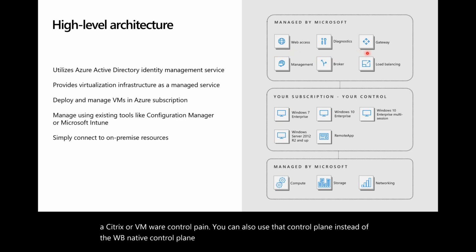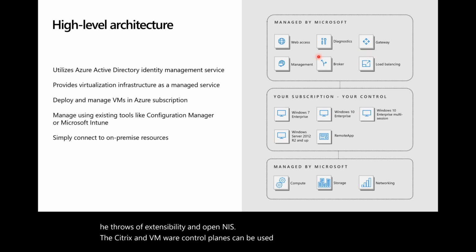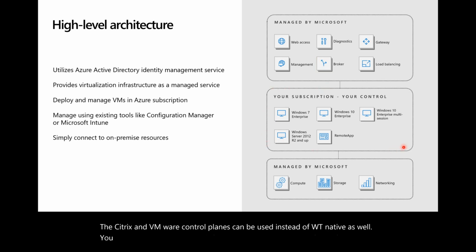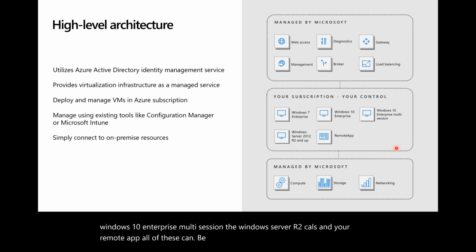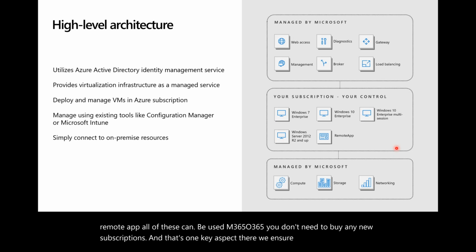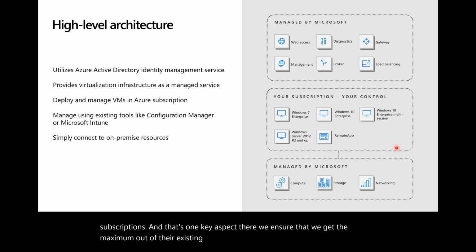So it is extensible, it is open, and going by the same ethos of extensibility and openness, the Citrix and VMware control planes can be used instead of WVD native as well. Your existing subscription of Windows 7 Enterprise, Windows 10 Enterprise, Windows 10 Enterprise Multi-Session, the Windows Server R2 CALs, and your remote app. All of these can be used, M365, O365. You don't need to buy any new subscriptions, and that's one key aspect where we ensure that we get the maximum out of your existing investments without you having to reinvest because of a business continuity challenge.